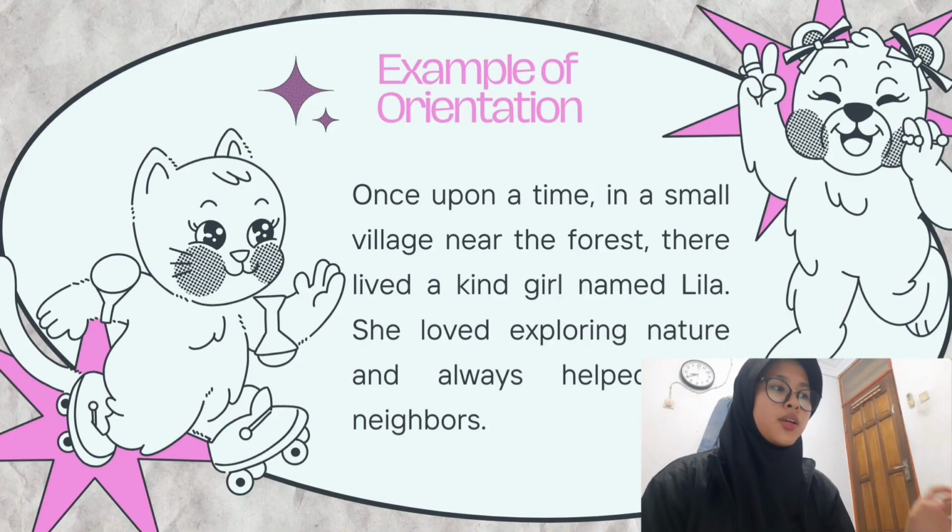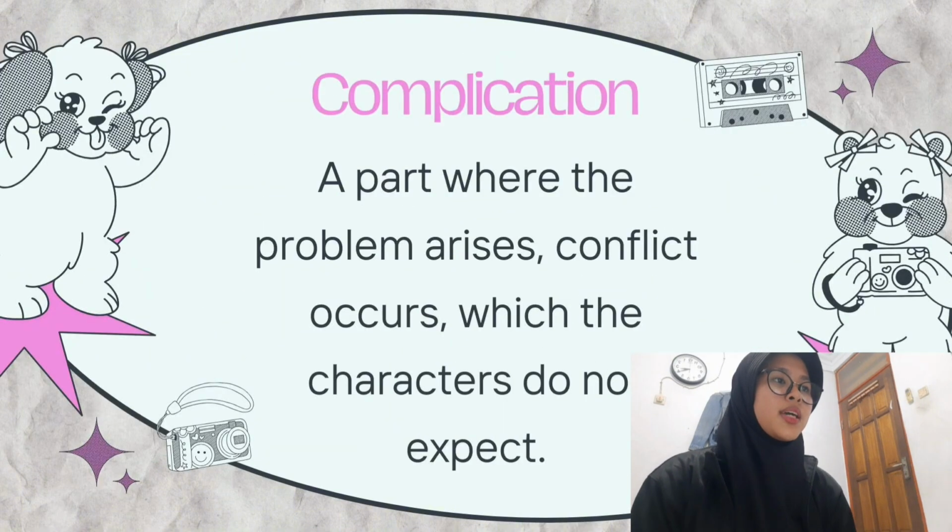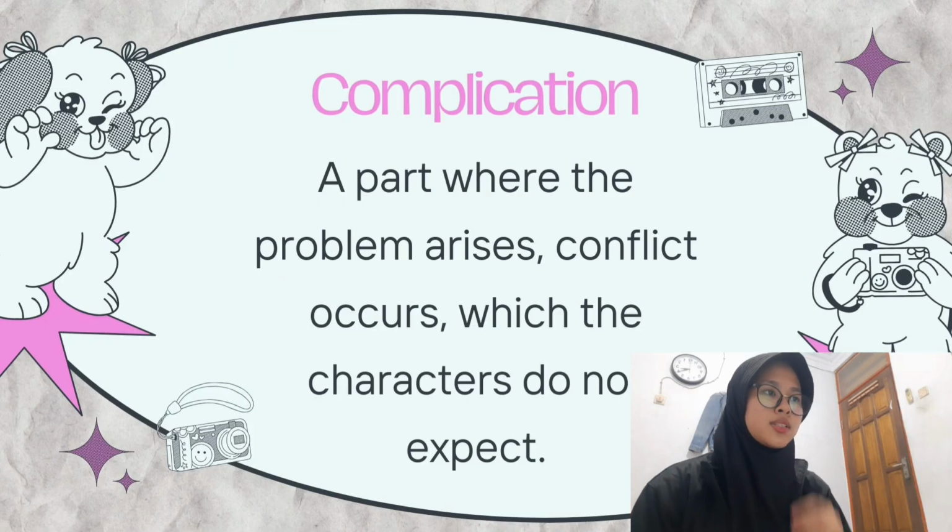The next one is the complication. It is a part where the problem arises and conflict occurs, which the characters do not expect. So in this part, the suspense of the story is actually beginning to arise. It hasn't reached the climax yet, but it is a part where the conflict is starting to show.